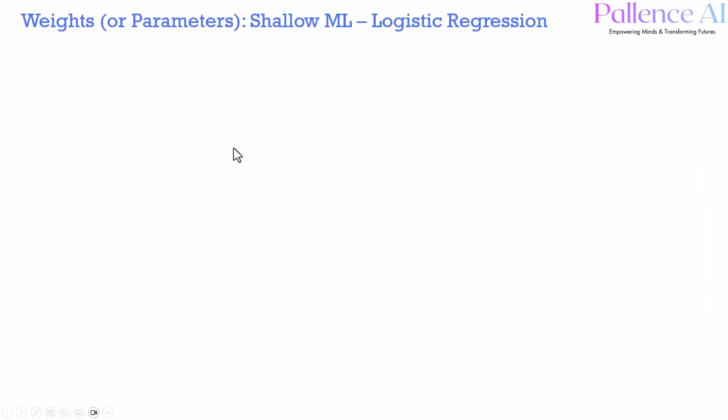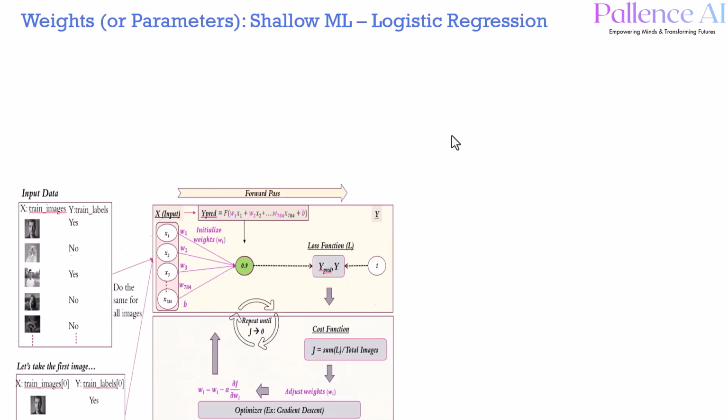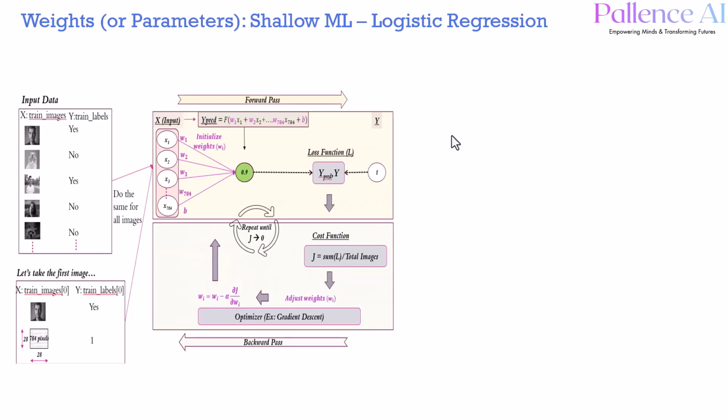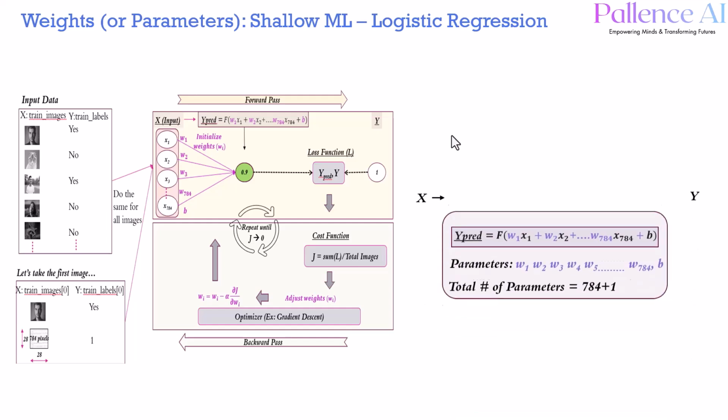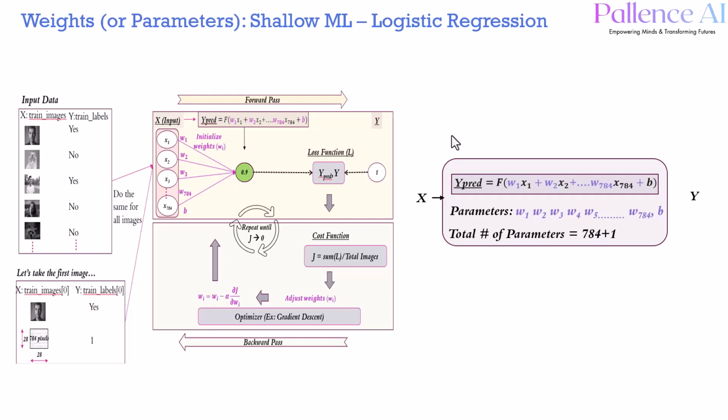Okay, let's look at the weights or the parameters that the model is trying to learn. Let's again look at a shallow machine learning algorithm like logistic regression. We have already seen the intuition behind how a traditional machine learning algorithm works in the previous video. Bottom line, it's trying to map X and Y, right? Trying to come up with a mathematical relationship to predict Y given X. Something like a linear relationship first between the weights and the input X, and then on top of it, it applies a function F to calculate Y pred.